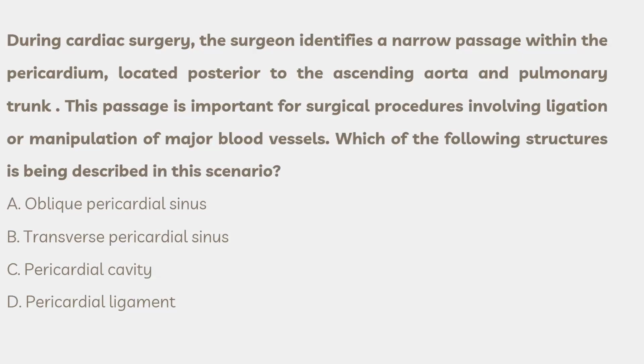During cardiac surgery, the surgeon identifies a narrow passage within the pericardium, located posterior to the ascending aorta and pulmonary trunk. This passage is important for surgical procedures involving ligation or manipulation of major blood vessels. Which of the following structures is being described in this scenario?